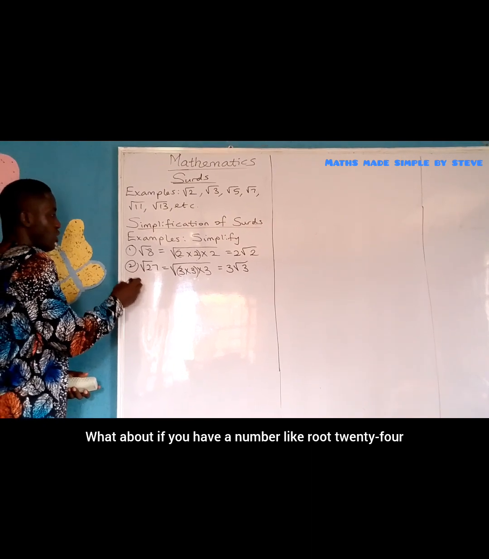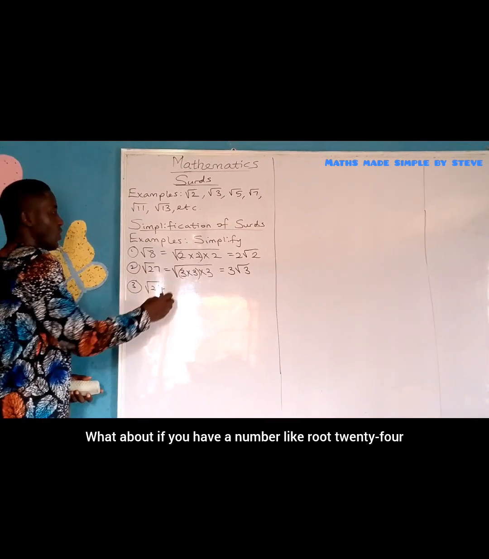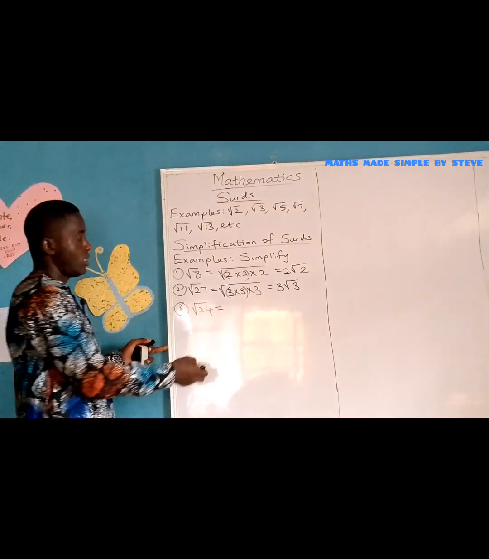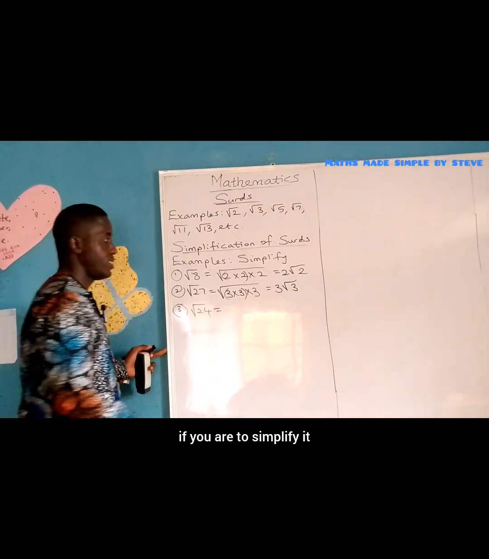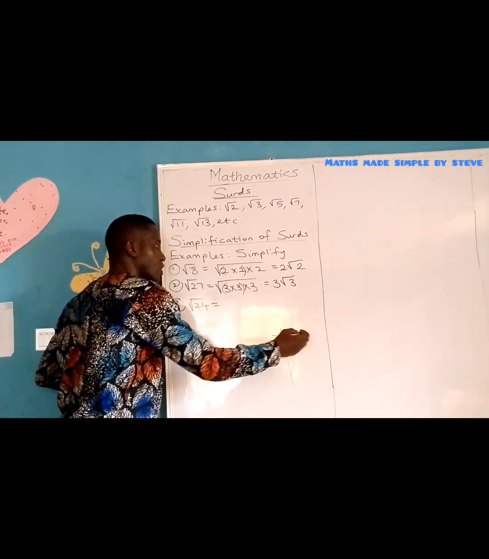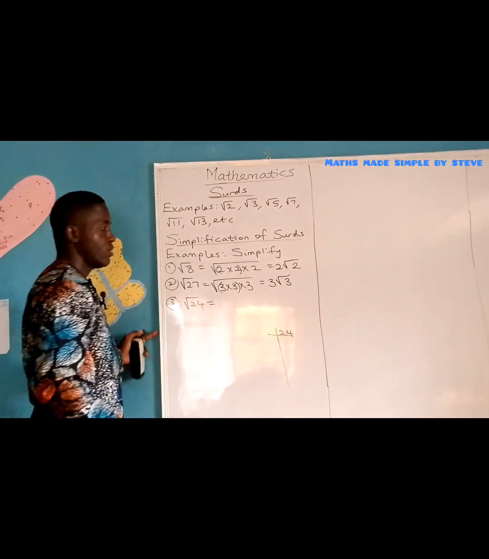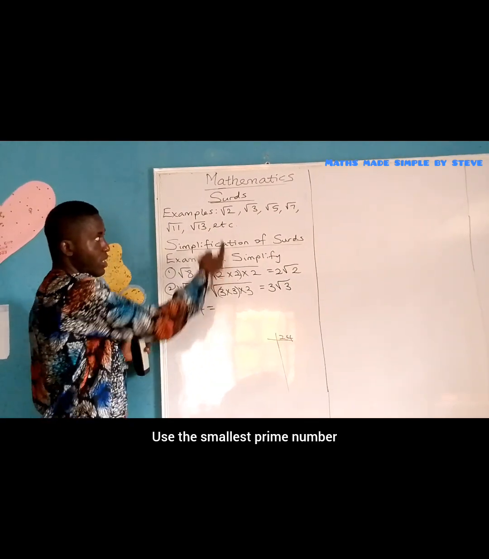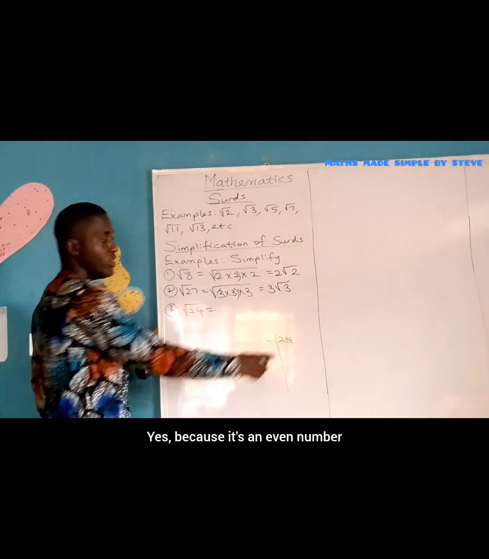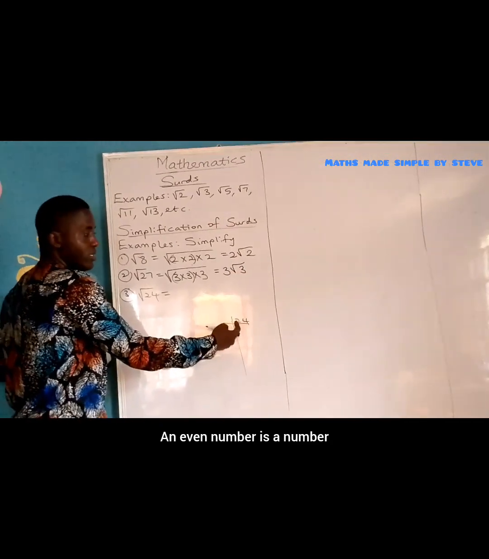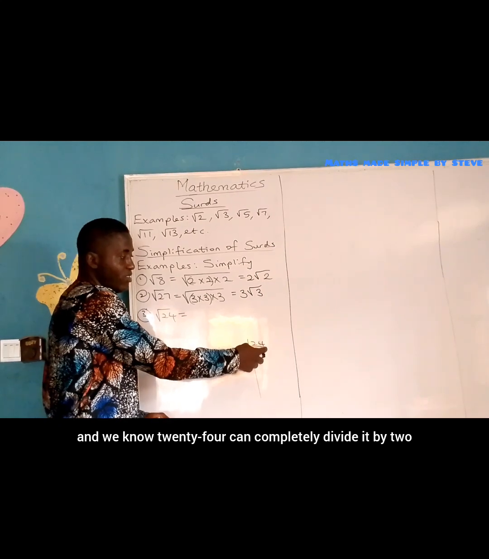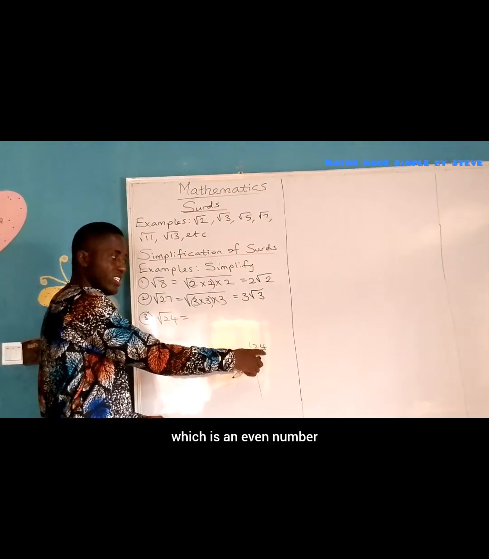What about if you have a number like root 24? So the square root of 24, if we are to simplify it under surds, get a rough sheet, 24. Use the smallest prime number, which is 2, to divide it. Can 2 divide 24 completely? Yes, because it's an even number. An even number is a number that can be completely divided by 2. And we know 24 can be completely divided by 2 because it ends with 4, which is an even number.